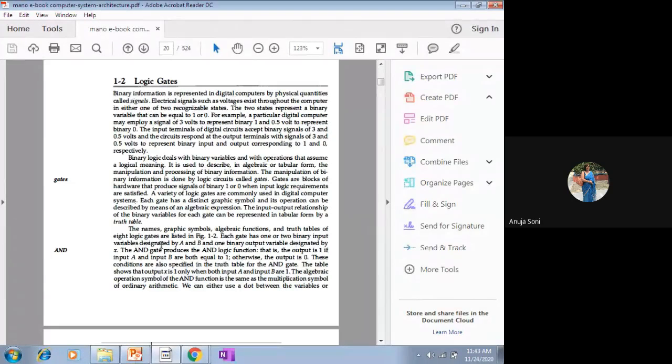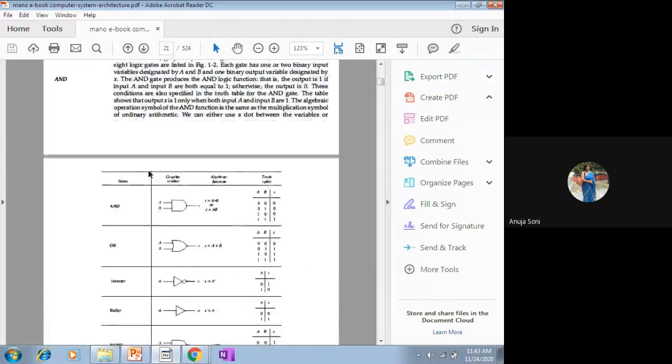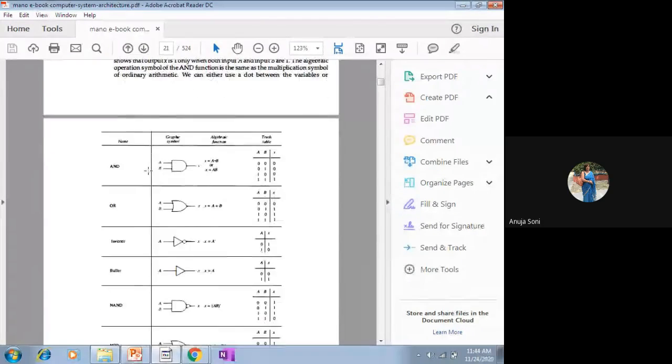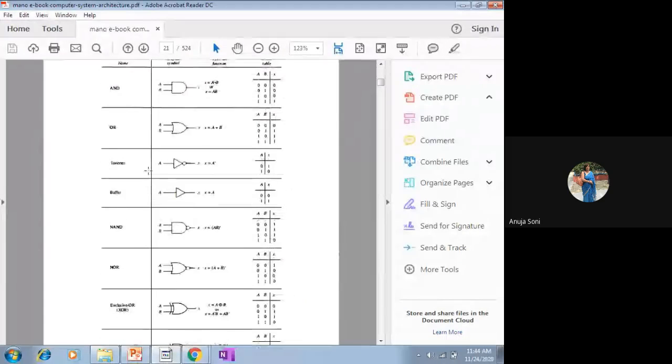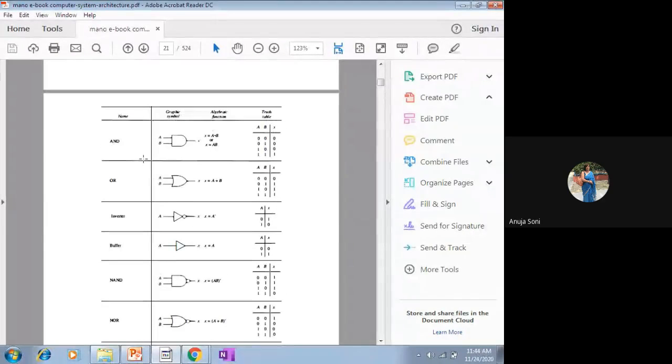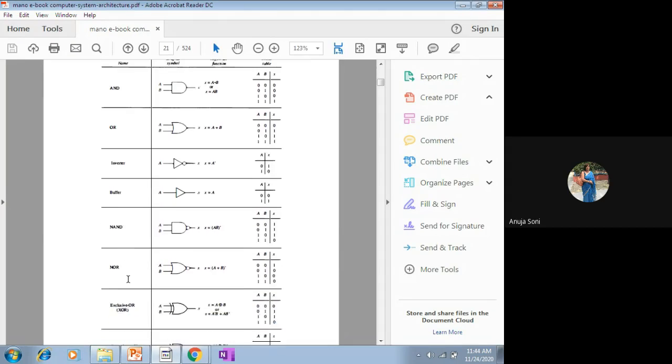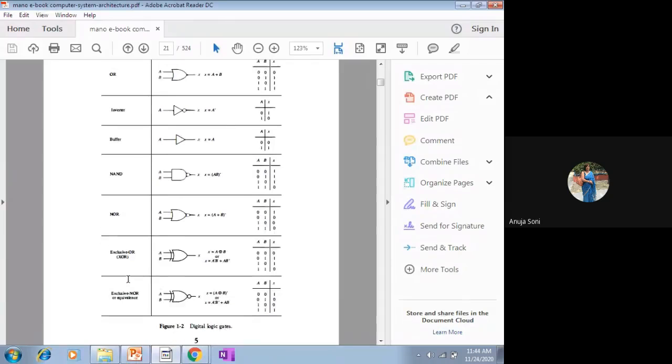What kinds of logic gates are there? What are their symbolic and graphical notations? Here we have the list of all the logic gates given in this first chapter. On the left-hand side, the names of the gates are given. What are those gates? AND, OR, inverter, buffer, NAND, NOR, exclusive OR, and exclusive NOR.